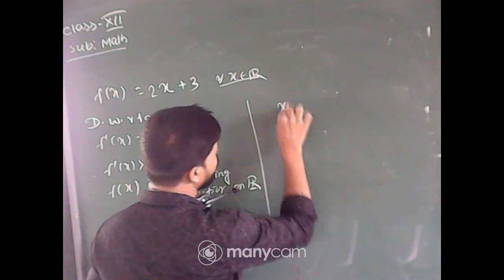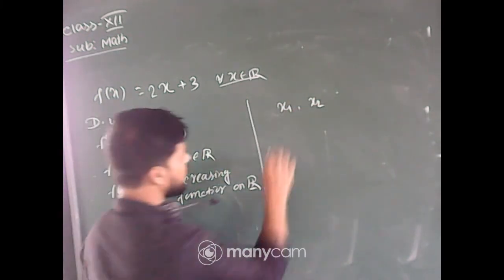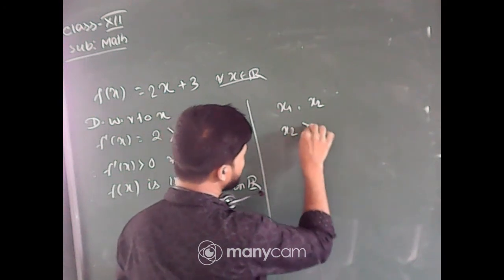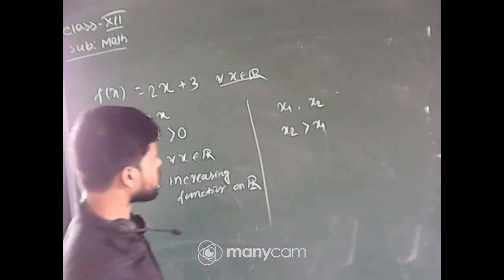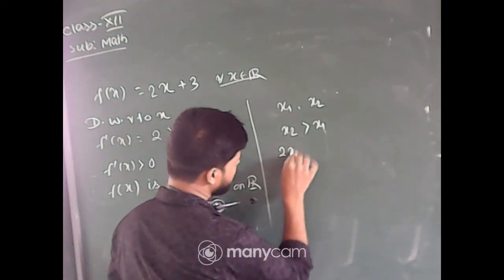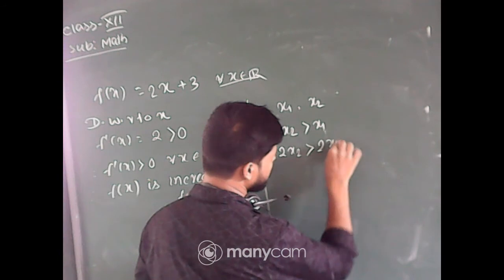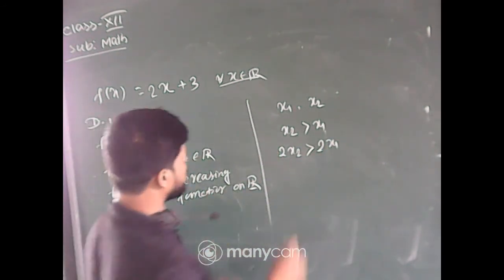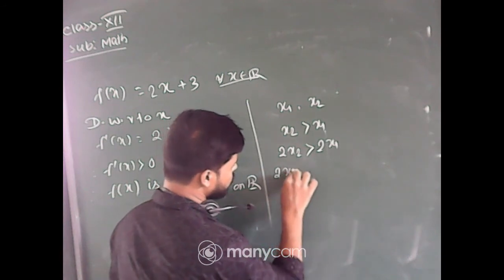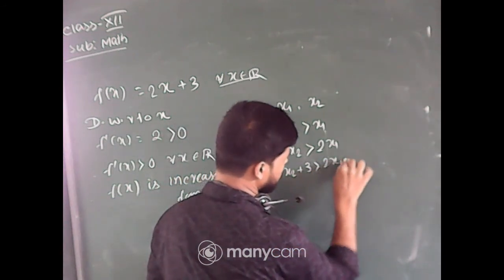Let us consider two numbers x1 and x2 such that x2 is greater than x1. Now multiply both sides by 2. So 2 times x2 will be greater than 2x1. Now add 3 to both sides. So 2x2 plus 3 is greater than 2x1 plus 3.